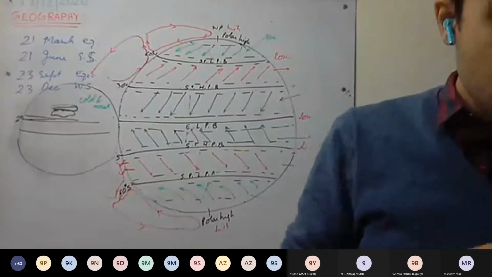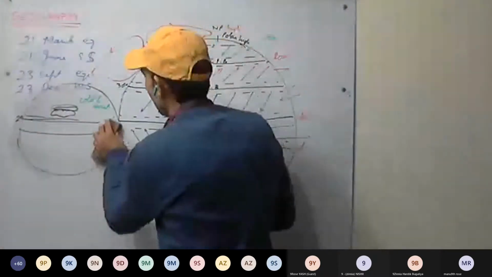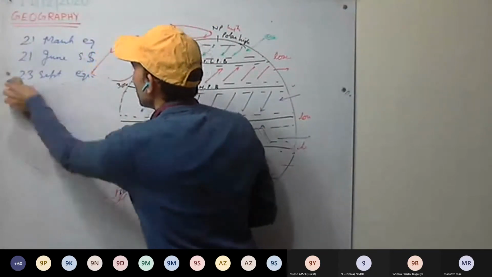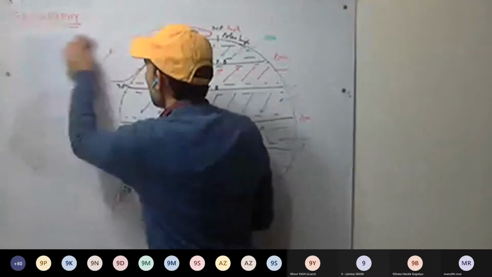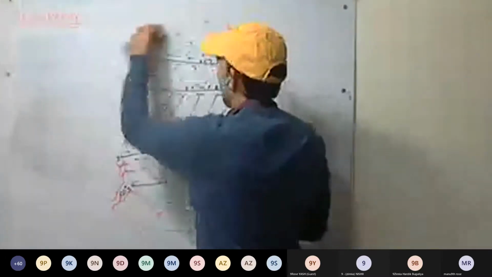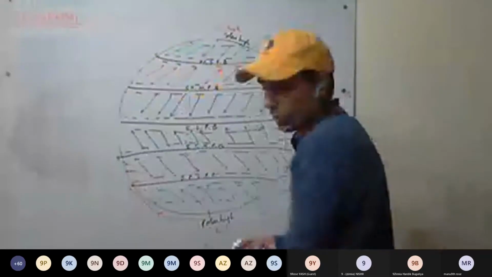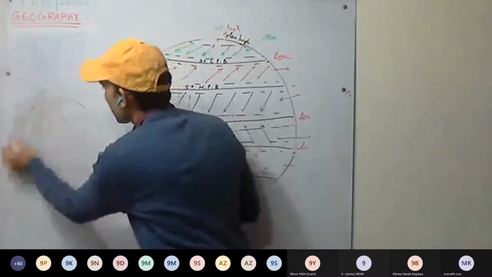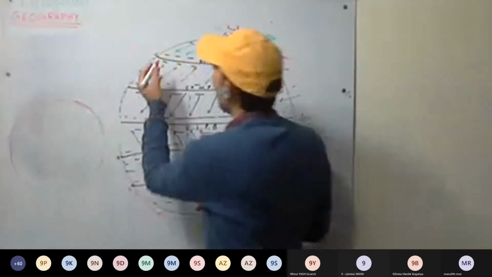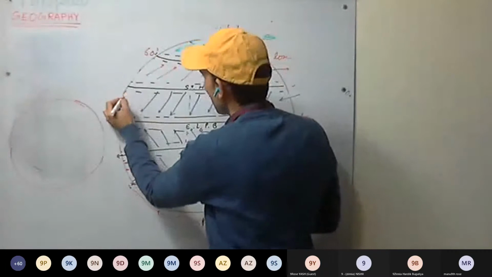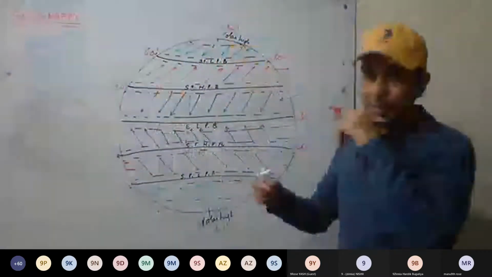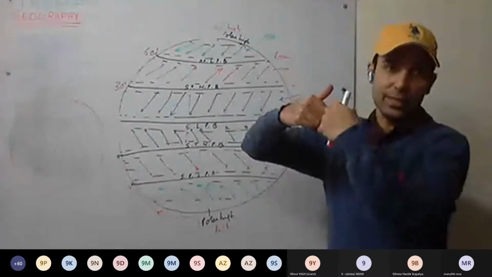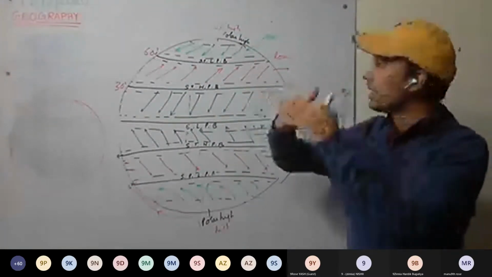Okay, jet streams. What are jet streams? Jet streams are very narrow winds. Mainly they are formed around 60 degrees and around 30 degrees. Where different kinds of winds meet, like warm winds and cold winds, wherever these winds meet, jet streams are formed.